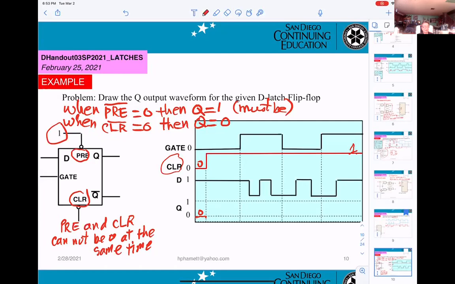Okay, so the next one, what does Q equal? Zero. Perfect. It must be zero. Why? The gate is zero here, so Q will be no change. So it was zero, then it keeps zero. And now the gate is one, right? Then Q equals D. So just copy D. This is the D right here. Just copy exactly.